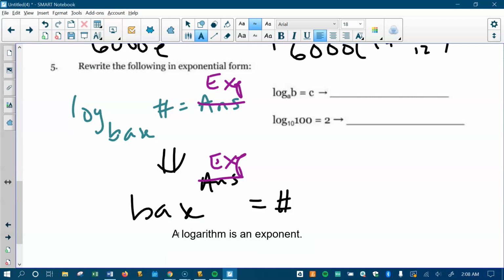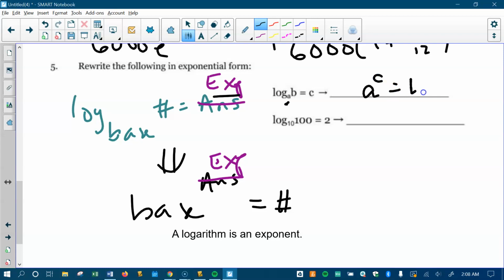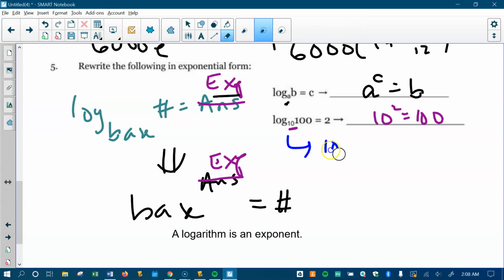Okay, so to write these, again, I need a base. I need my base A to the exponent C equals B. And by the way, for all the time that I've worked with logarithms, this is always the form that I go to if I'm ever unsure of how to do a problem. This one is 10 squared equals 100. I also want to remind you that this problem could have been rewritten as log of 100 equals 2.